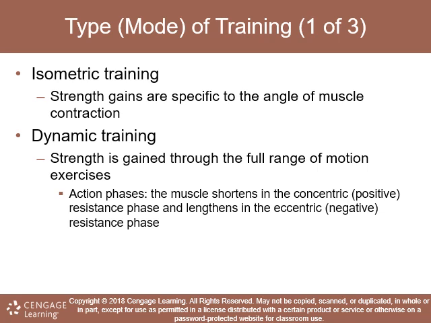Isometric strength gains are specific to the angle of muscle contraction. So an isometric contraction is iso means and metric means length, iso means one length. So think about something like a plank.